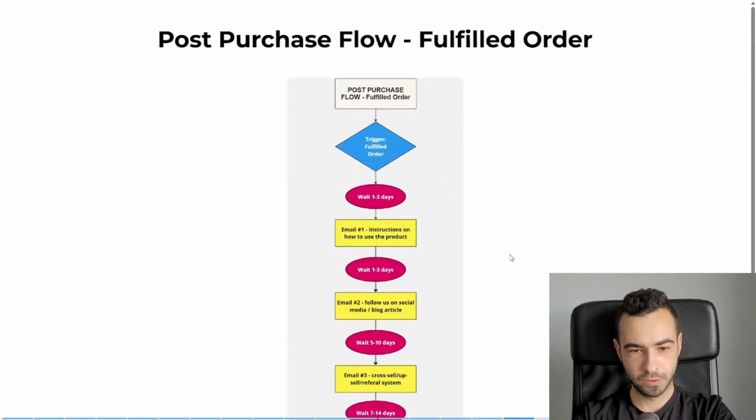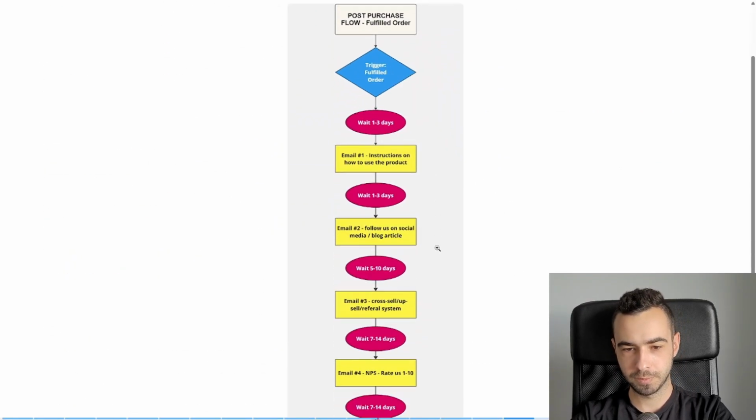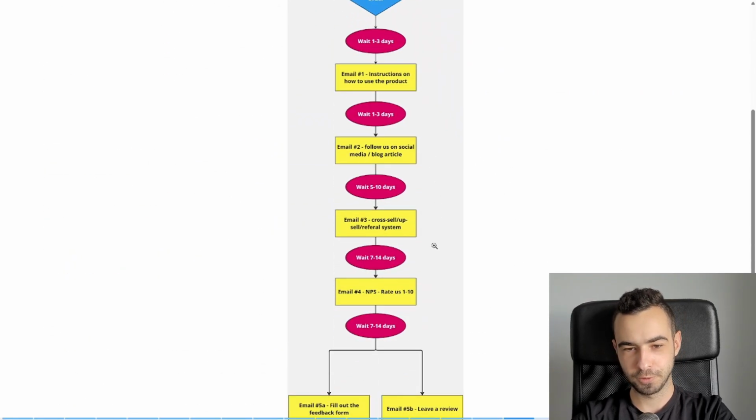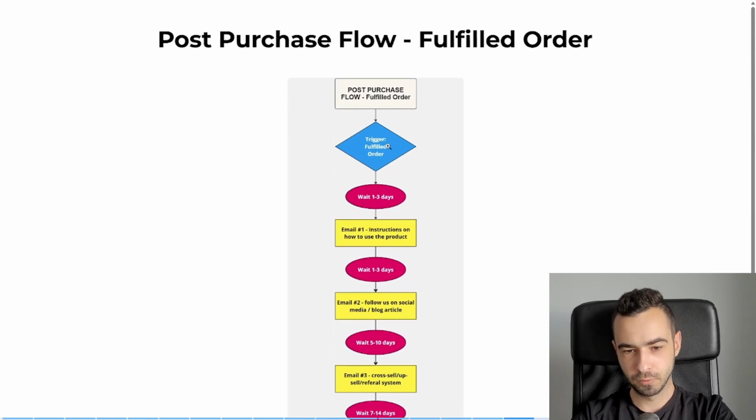But then you have a fulfilled order flow, which is where we show them a little bit more about the brand. So the trigger is going to be fulfilled order. Then you want to wait 1 to 3 days, depending on how long your shipping takes.